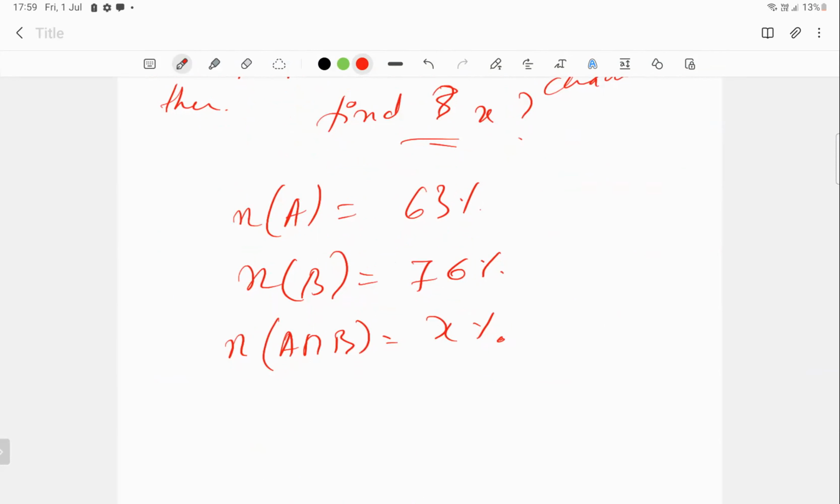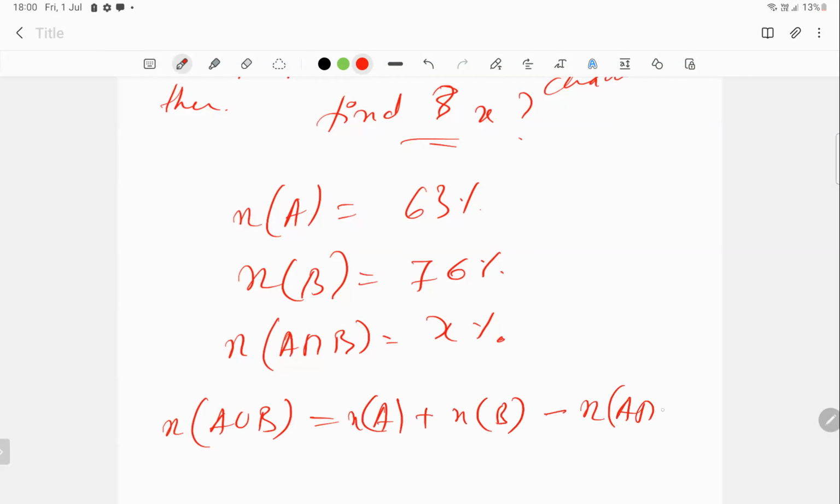Use that same formula that we derived for two sets, not disjoint sets. Write down A union B is equal to what? Biology, tell me. What is A union B? A plus B minus A intersection B, correct? But we don't know this thing, do we?